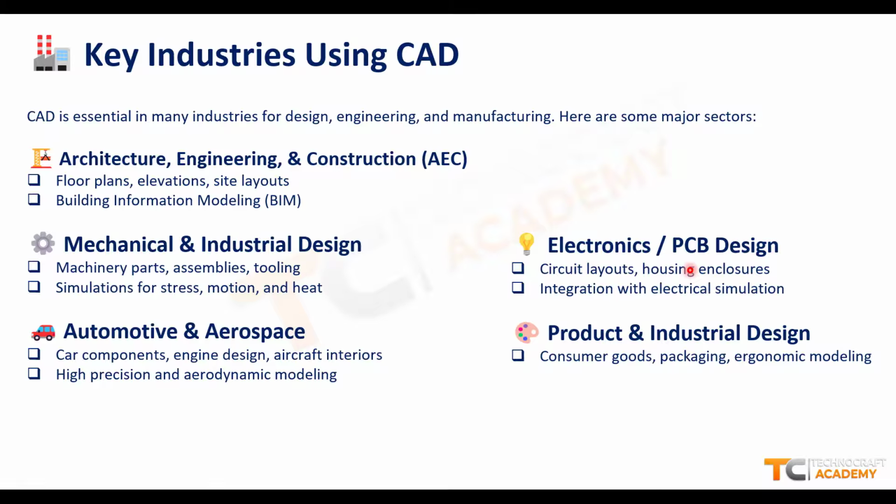For electronics and PCB, we use PCB designs and circuit layouts. Then for product and industrial design, we use CAD for goods, packaging, and modeling. I think we mainly focus on this domain, where we have industrial design and mechanical, and we implement everything here. It is also closely related to these three domains: automotive, industrial design, and mechanical.